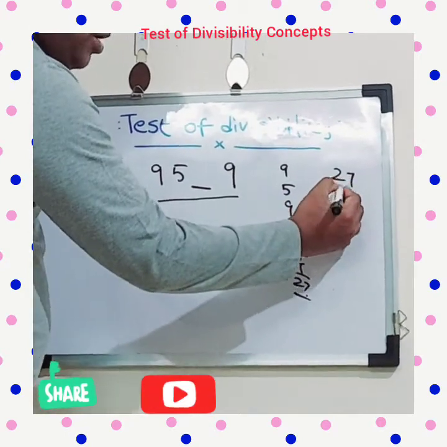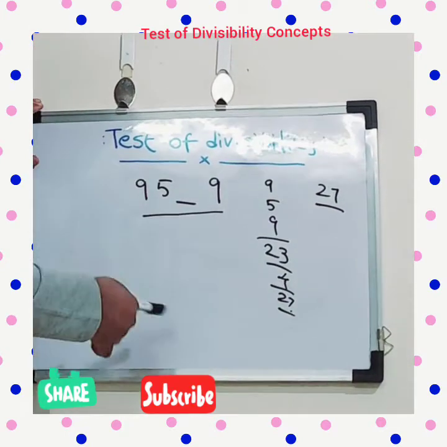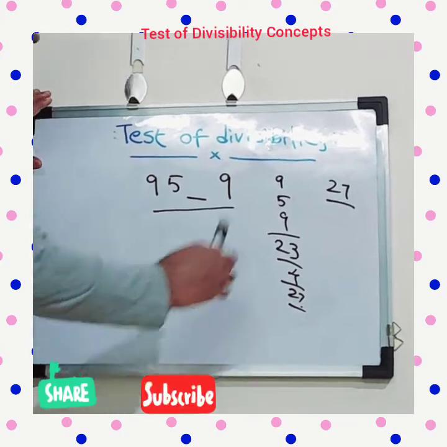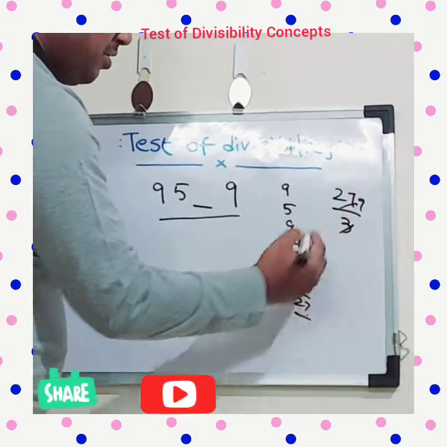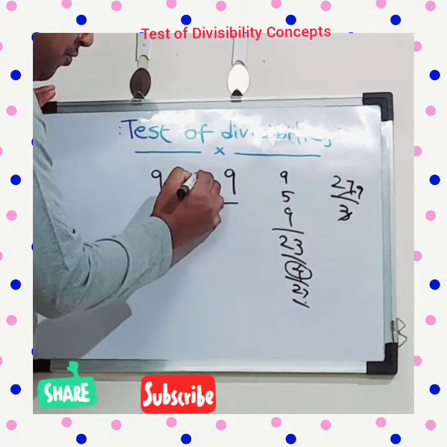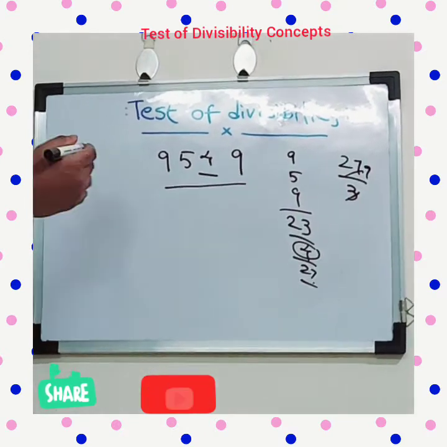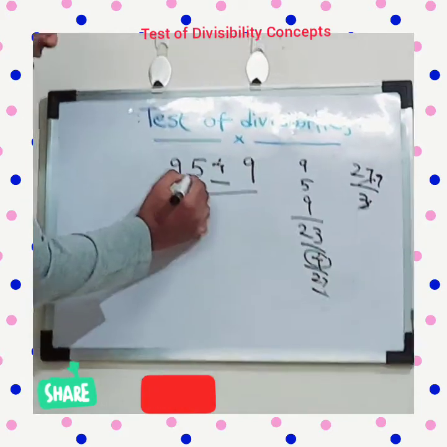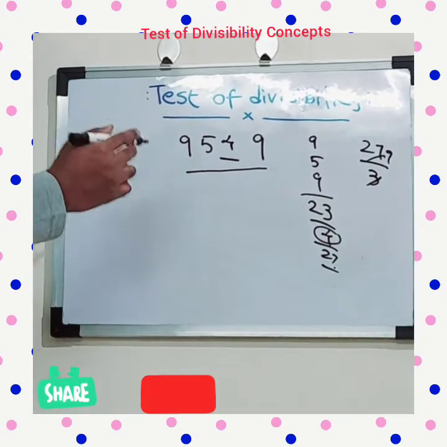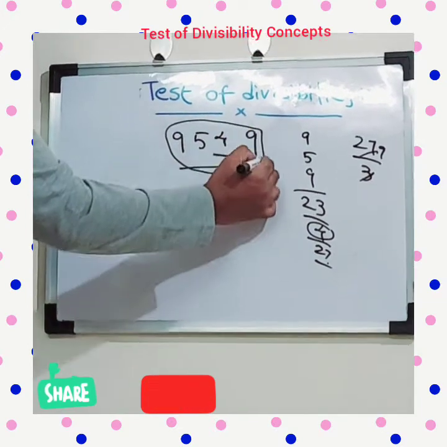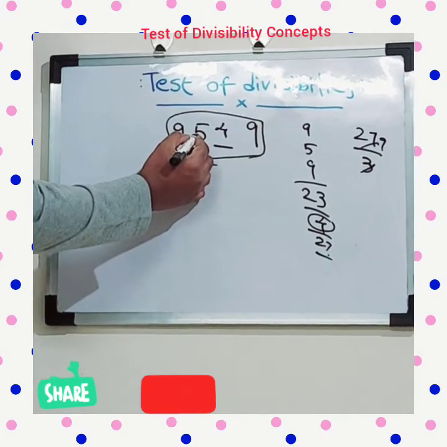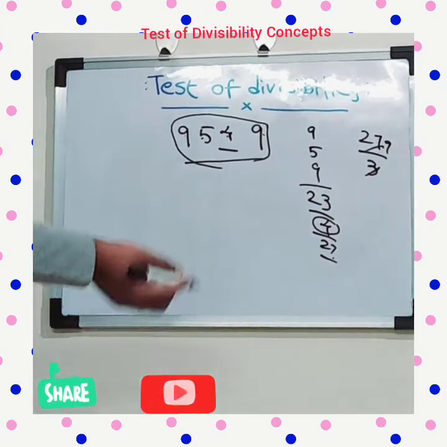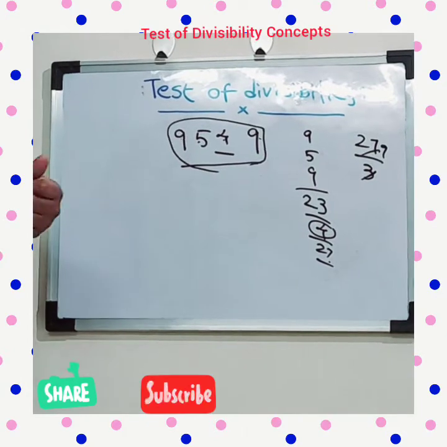Similarly, 27 is also a multiple of 3, since 3 nines are 27. So the number that should be added over here is 4. Let's see the logic with 9 5 4 9. 9 plus 5 is 14, 14 plus 4 is 18, 18 plus 9 is 27. 27 is divisible by 3, and similarly 27 is divisible by 9 also.